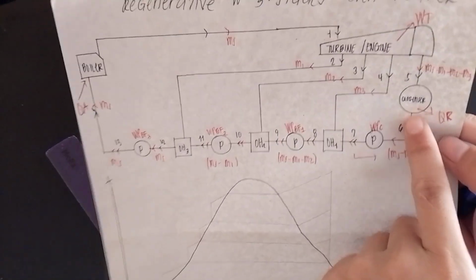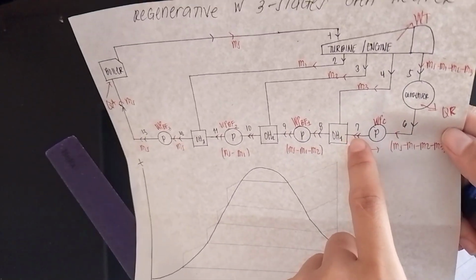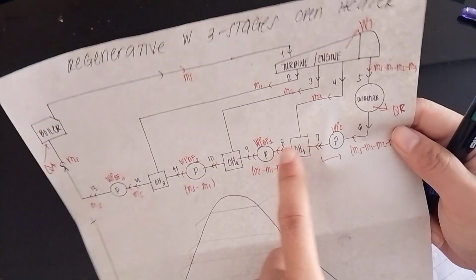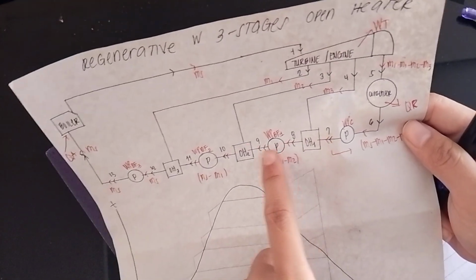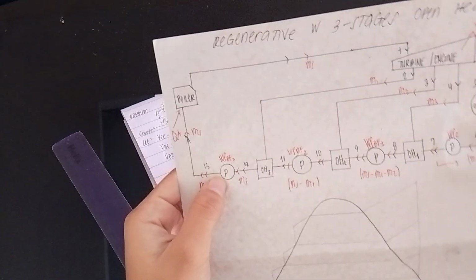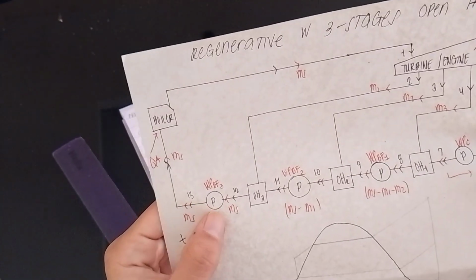So to continue sa atong state 6, we have condenser to pump. State 7, which is pump to our open heater 1, then state 8, open heater 1 to pump, and so on. Then lastly, we have our pump at state 13, pump to our boiler.